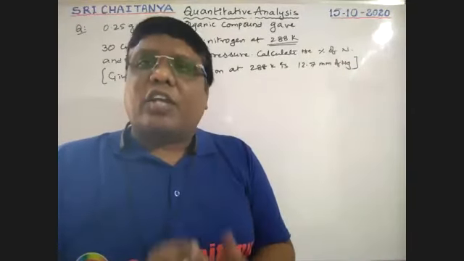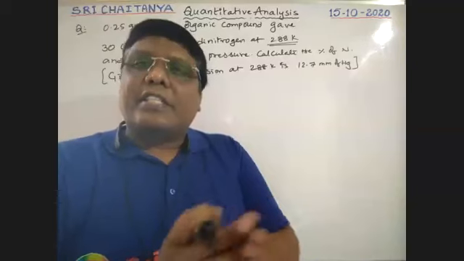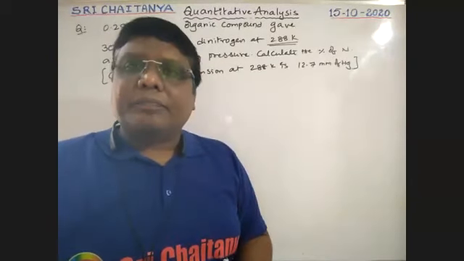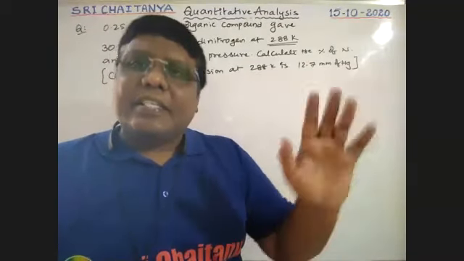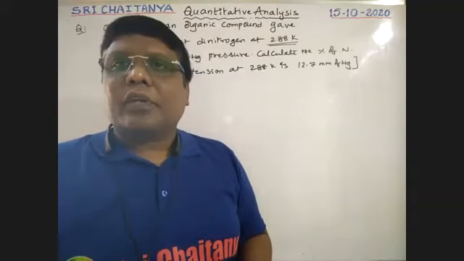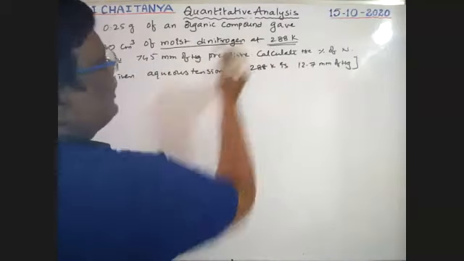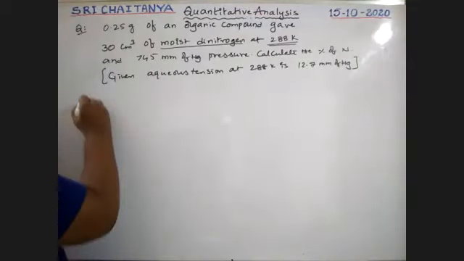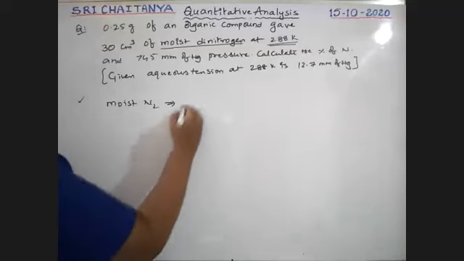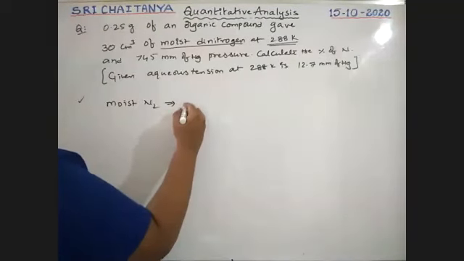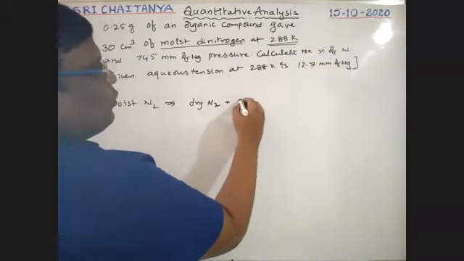First of all, find out the volume of the gas at STP, because in our formula we should use nitrogen at STP. But it is at other conditions. So first of all, find out the volume of gas at STP and then use our formula. Okay, see here, boys. Next, one more point. This is moist dinitrogen. Moist dinitrogen means moist N2 contains dry N2 plus water vapor.